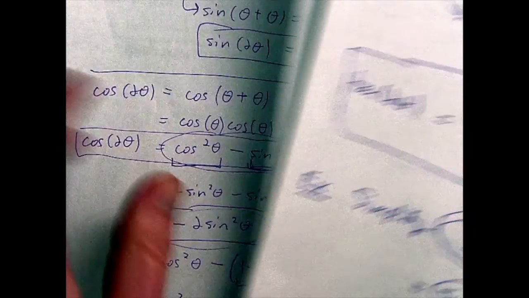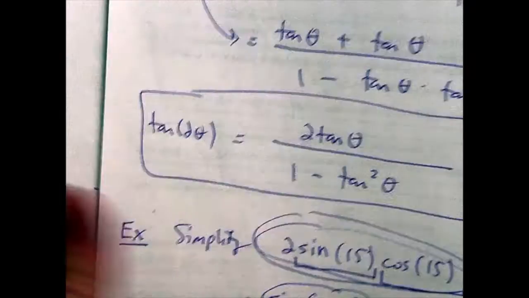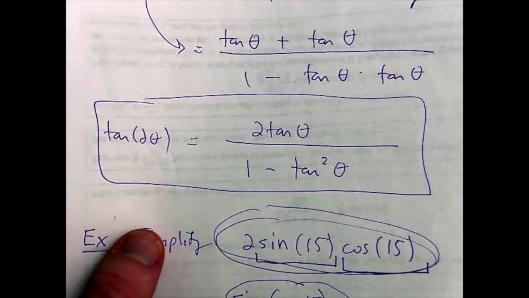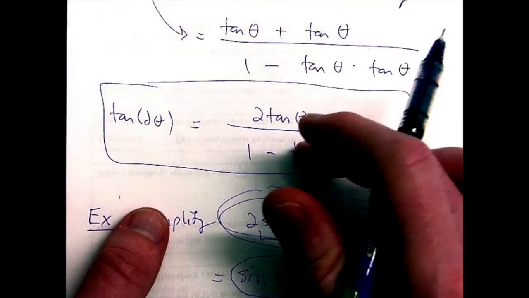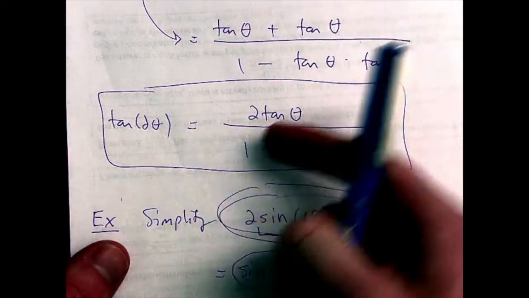A lot of the problems in this unit are of the form, we give you some expression that is simply what you would obtain if you applied one of these formulas. And the trick is to recognize that and then go backwards.